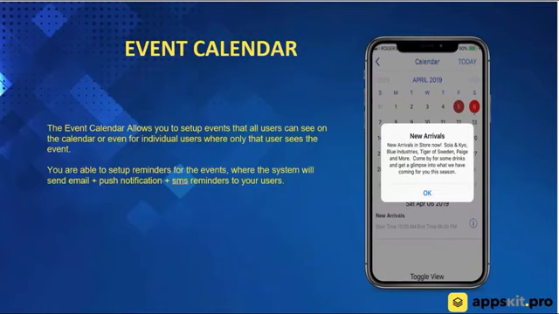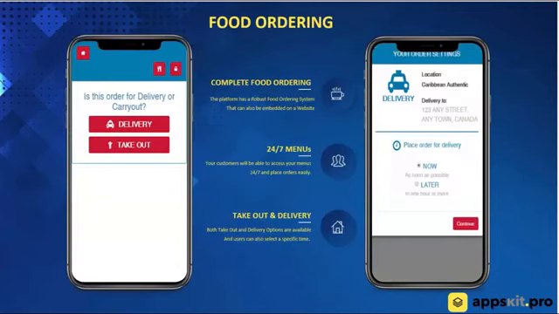Moving right along, we have an event calendar. Basically, you're able to set up events, different types of promotions or things that are happening with your business, and they're all available in a calendar format. You're able to set up reminders, so people are getting reminders by email, push notification, or text message right through the system. We have a fantastic food ordering system.